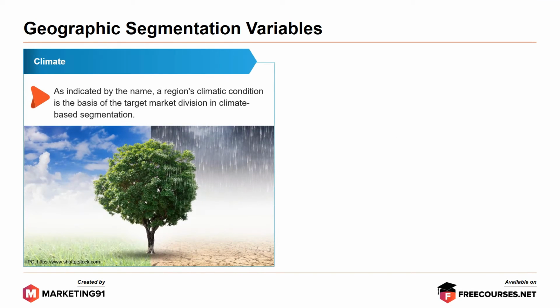First, climate. As indicated by the name, a region's climatic condition is the basis of the target market division in climate-based segmentation. For instance, areas with a warm climate, resorts and beaches are targeted by swimwear brands since most of their business will be generated from those areas.